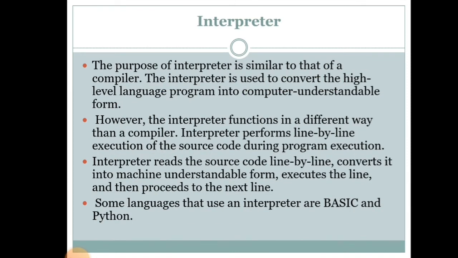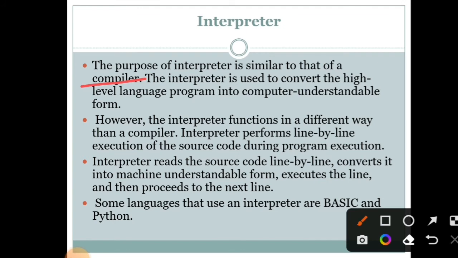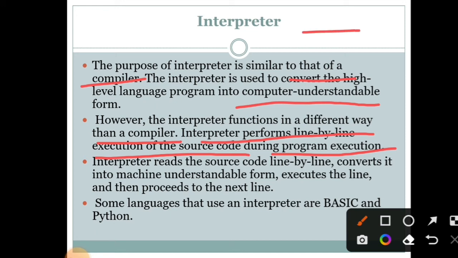Next one is interpreter. The purpose of an interpreter is similar to a compiler. Compiler is also a translator and interpreter is also a translator. The interpreter is used to convert high level language into computer understandable form, but the function of an interpreter is different from a compiler. An interpreter performs line by line execution of source code during the program execution, but a compiler executes the whole program. First line is executed, after that second line is executed. But when a compiler is used, it executes all the program at once.